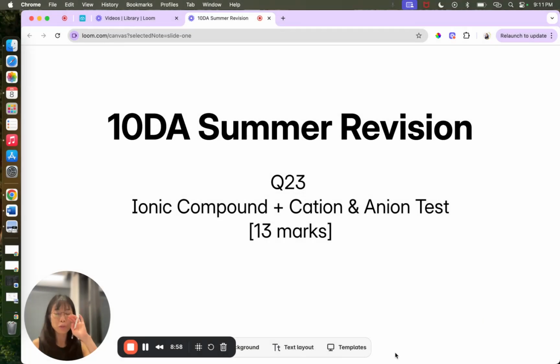Alright, so hopefully this has been helpful in helping you appreciate how to answer ionic compound type questions, as well as qualitative analysis of cations and anions. Alright, see you all for the next question, which is question 24, the final question.